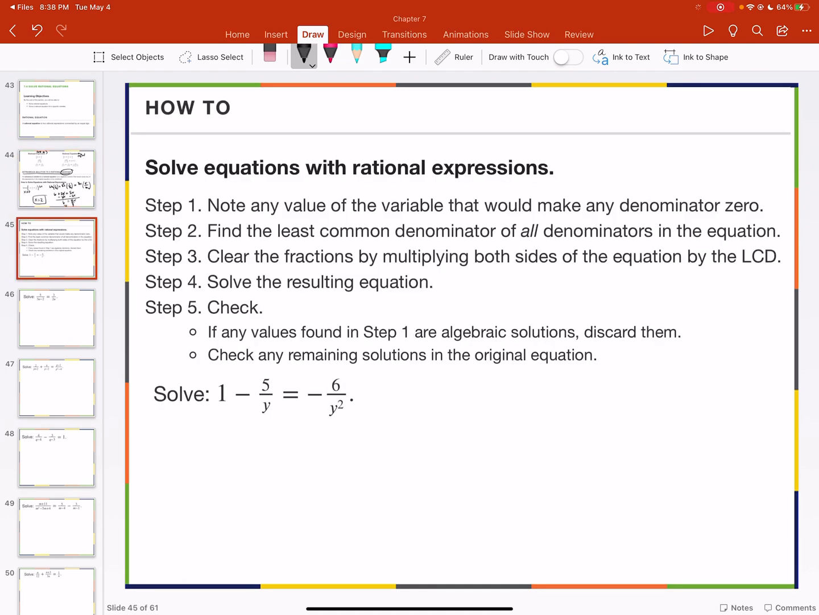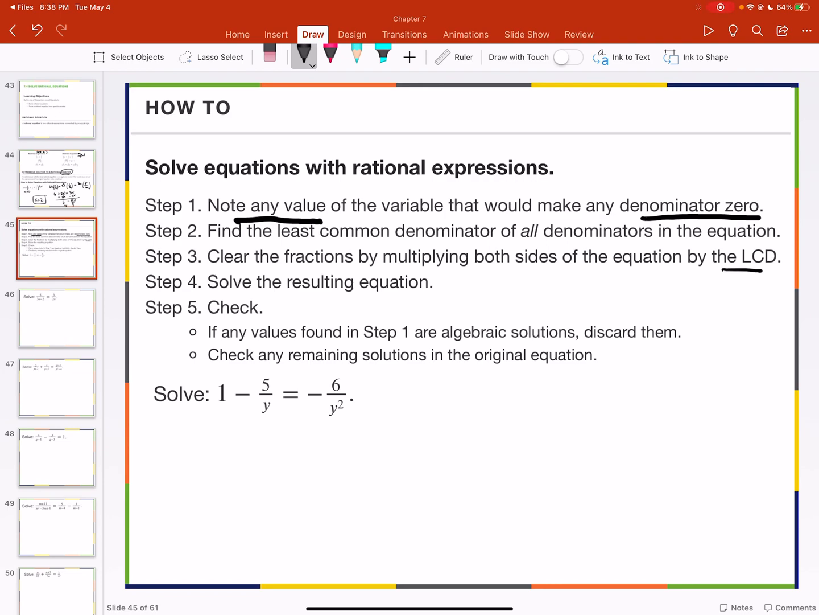And that's that. So how to solve these equations: we note any value that would make any denominator 0. Those are the restrictions. Find the LCD of all the denominators, multiply both sides of the equation by that LCD. That will clear the fractions, and then solve.